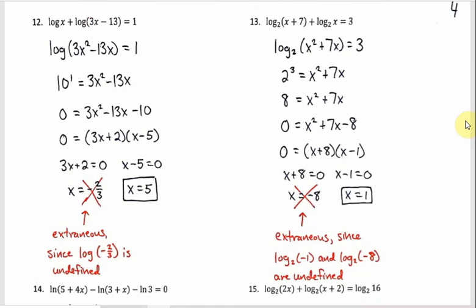The examples on the fourth page, they're not all that different. They tend to have multiple logs in them, but they also have a new wrinkle, which is that you can have extraneous solutions. So with number 12, you've got the sum of two logs. So you want to rewrite that as a single log, so you can write it as the log of the product. And x times 3x minus 13 is going to be that, 3x squared minus 13x.